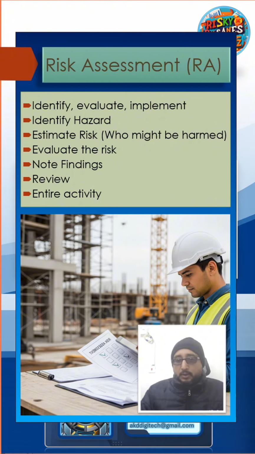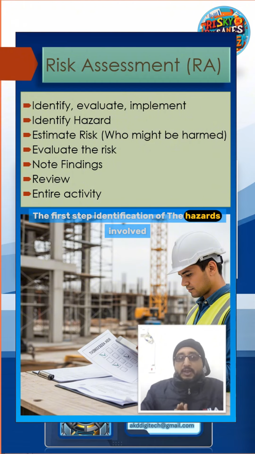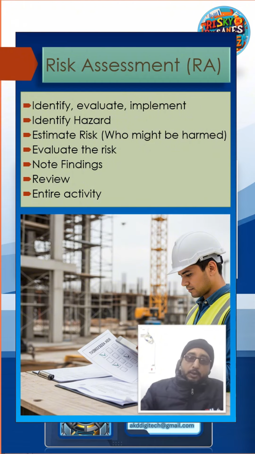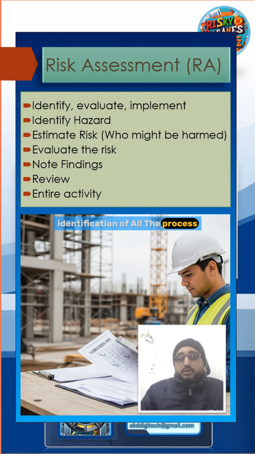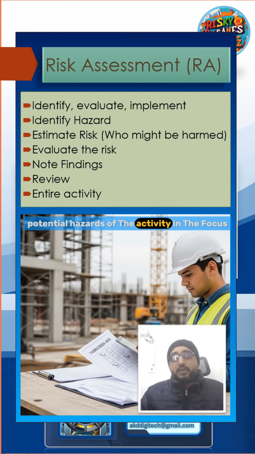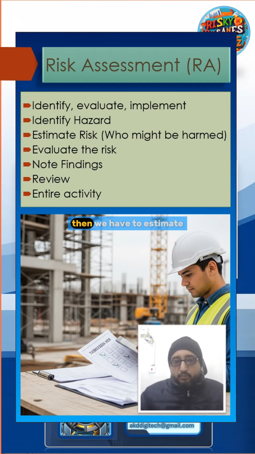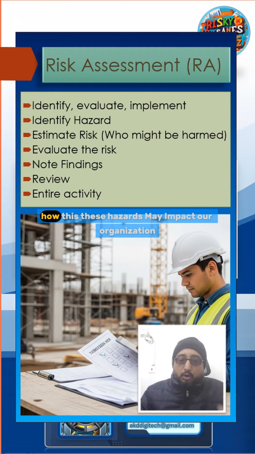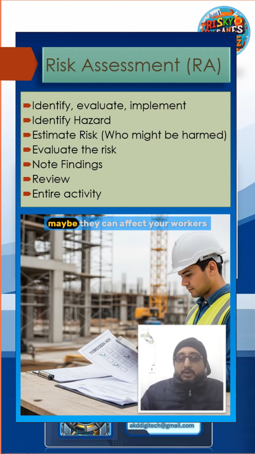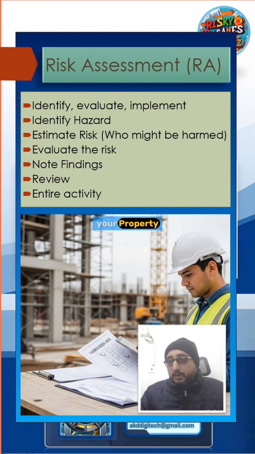So let's define. The first step, identification of the hazards, involves the identification of all the potential hazards of the activity in focus. Once the hazards are identified, then we have to estimate how these hazards may impact our organization. Let's say maybe they can affect your workers, maybe they can affect your environment, your property, anything.